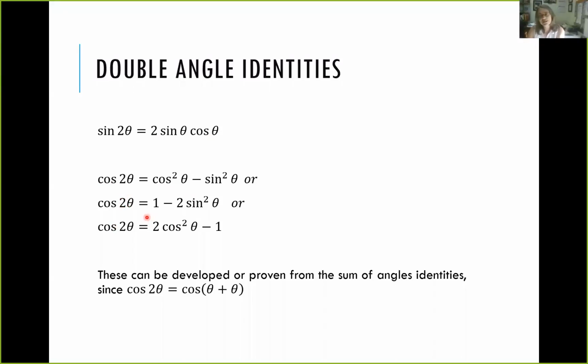Notice I did not give you a double angle formula for tangent. That's because the tangent is just the sine divided by the cosine, so we'll find that as we need it. Okay, so let's work an example.